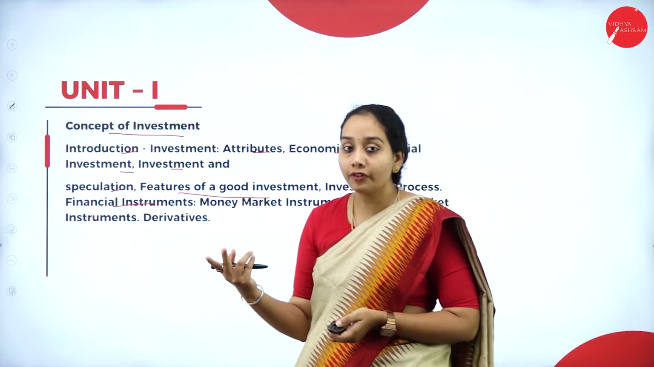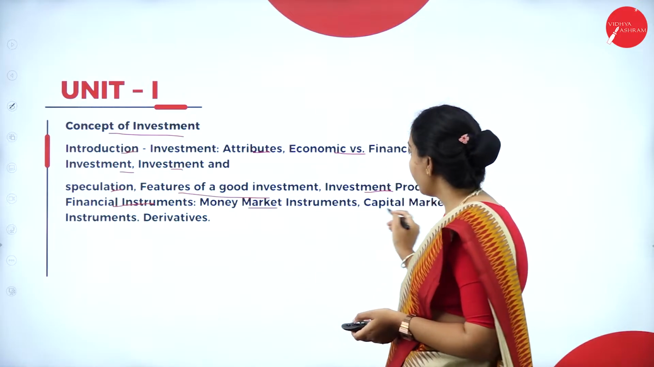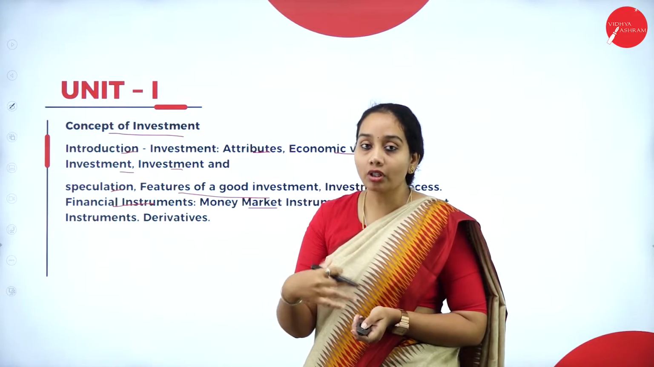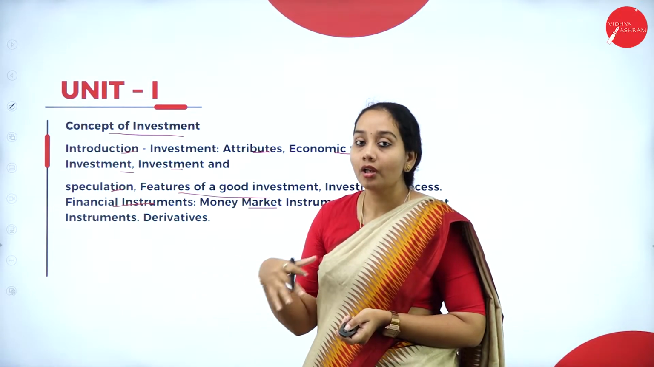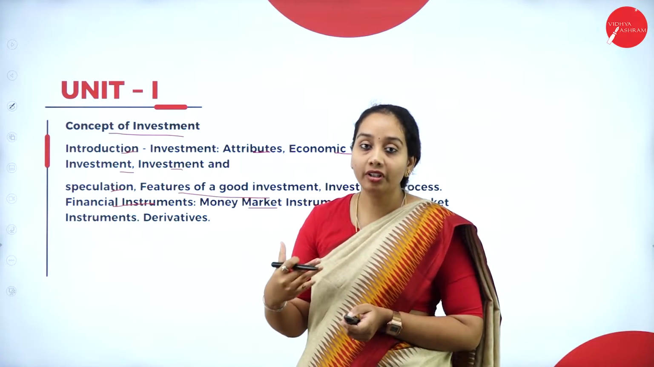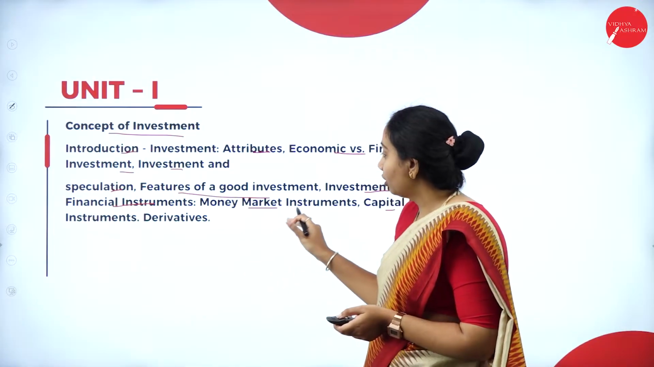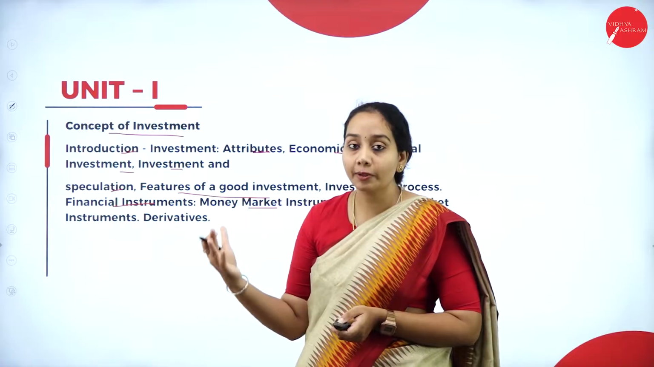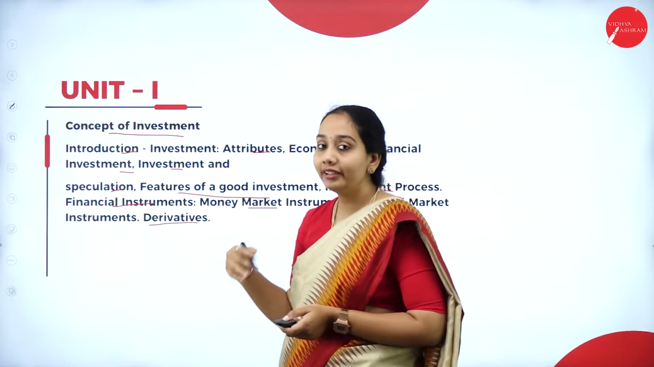Then next, you're going to learn about the different financial instruments we have. We have 2 types of instruments, money market instruments and capital market instruments. Money market instruments are for a short-term purpose, whereas capital market is for the long-term purpose. We are going to learn the meaning of money market and the different types of money market we have. We're going to learn what is capital market and what different kinds of investment options you have in the capital market, and we're going to learn about derivatives.